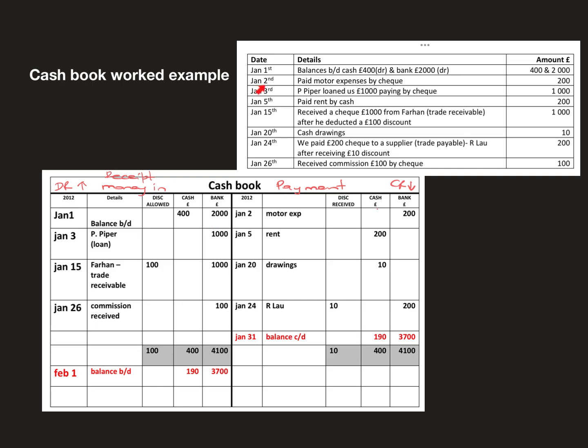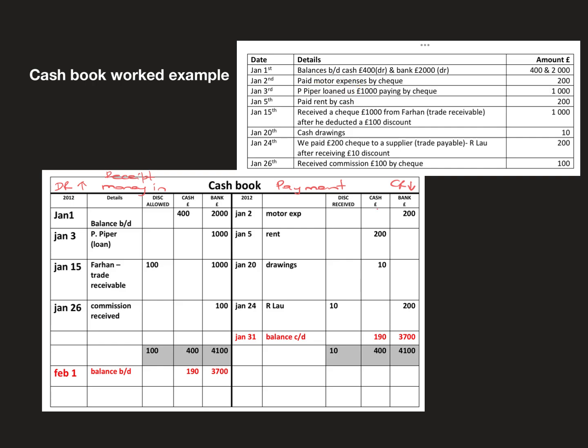Let us move on to the second transaction. On January 2, it says, bought motor expenses by check. When you read that transaction, it is telling us that there are two accounts. Every one transaction would affect two accounts. So the motor expense account would have to be created, and later on, I'll show you where this is created. This will go into the general ledger. In the general ledger, you'll see a motor expense account with the other half of this transaction.